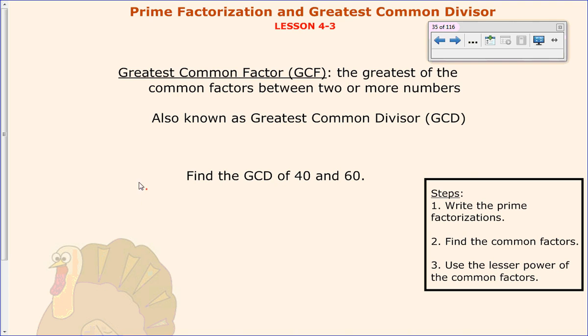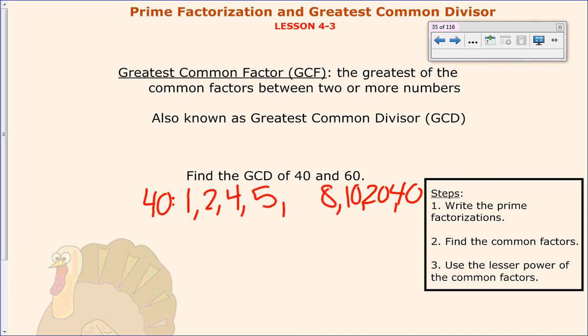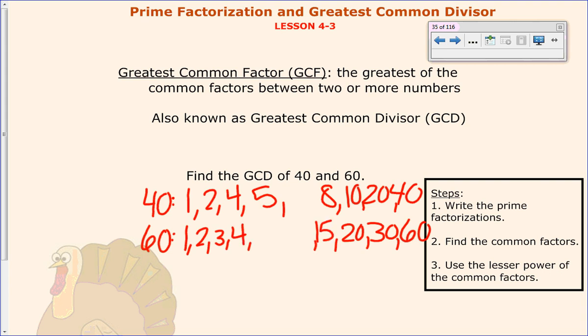All right, I could list all the factors of 40. I know it is 1 and 40, 2 and 20. Well, 3 doesn't go into it, but 4 does, 4 and 10, 5 and 8. There we go. Those are the factors of 40. I could do the same with 60. 1 and 60, 2 and 30, 3 and 20, 4 and 15, 5 and 12, 6 and 10, and there you go. So now you can look for numbers they both have in common.